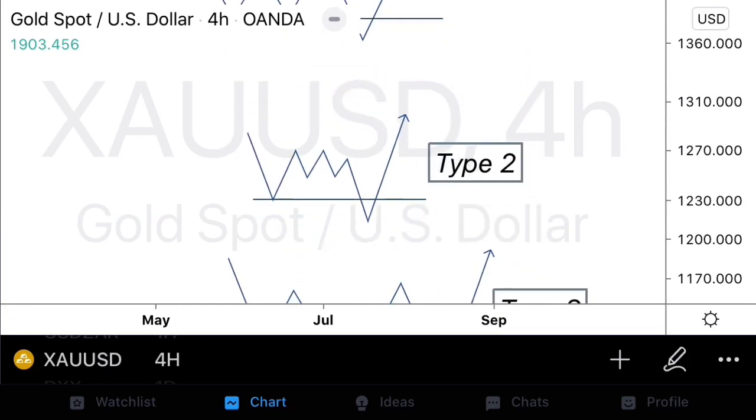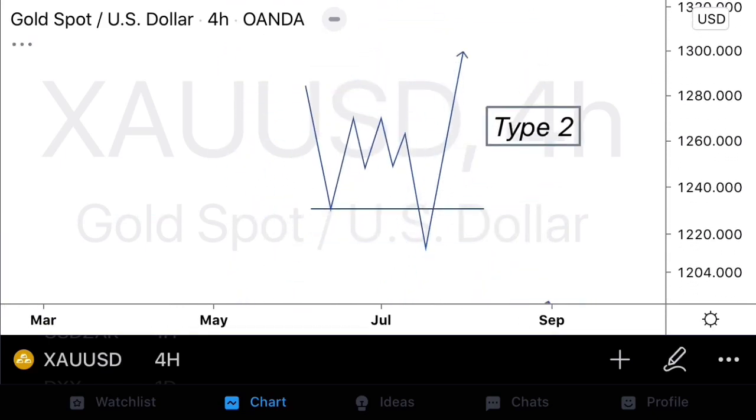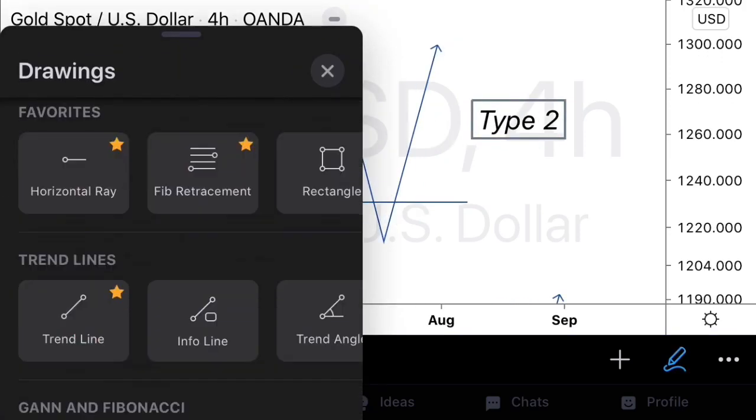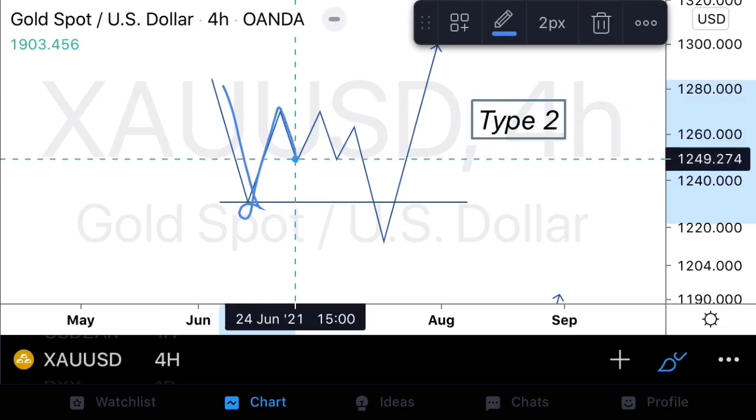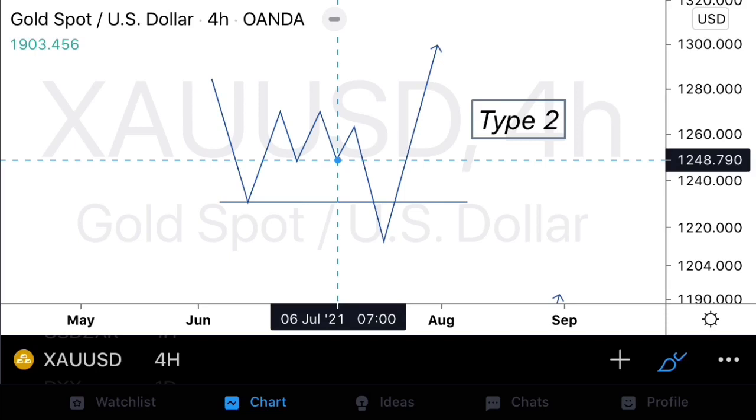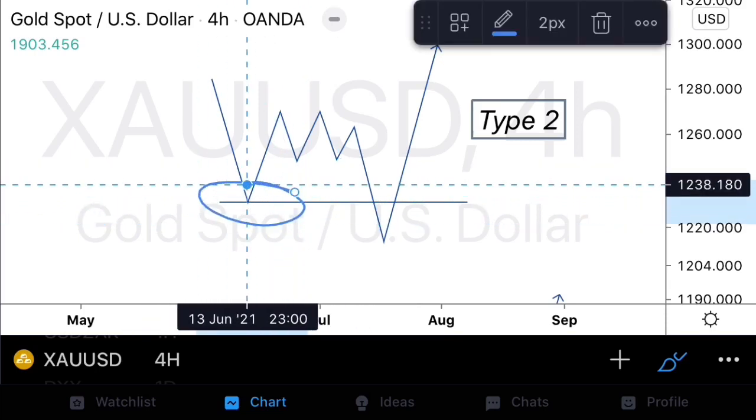Now the type 2 setup that we will look at is sort of similar. We first create that low, then we have our equal lows or our double bottom before or higher than this previous low.